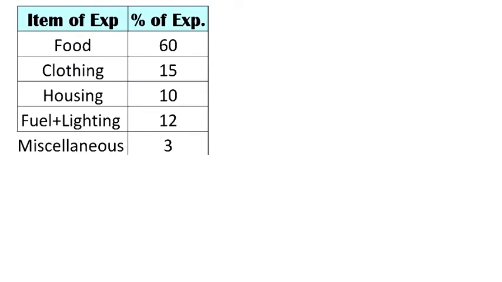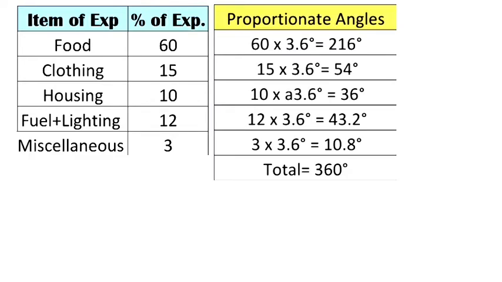Now, this is your question, in which there are items of expenditure and their percentage expenditure. For food, it's 60%, for clothing 15%, for housing 10%, for fuel and lighting 12%, and for miscellaneous 3%. To convert this percentage expenditure into proportionate angles, you simply multiply the percentage by 3.6 degrees.